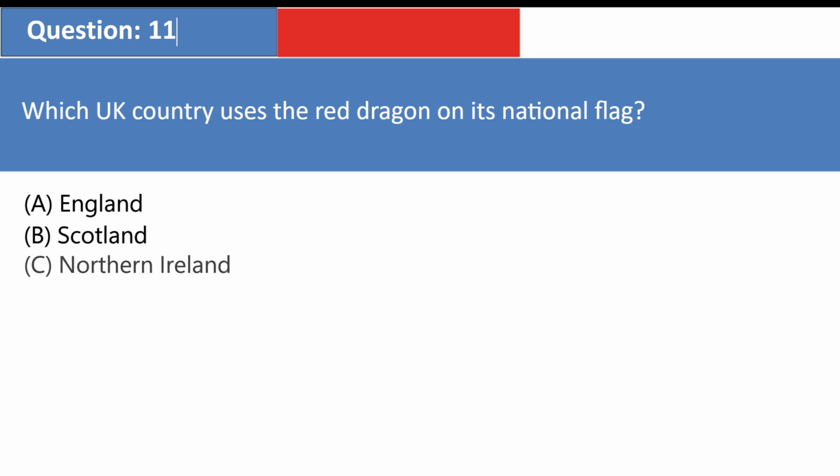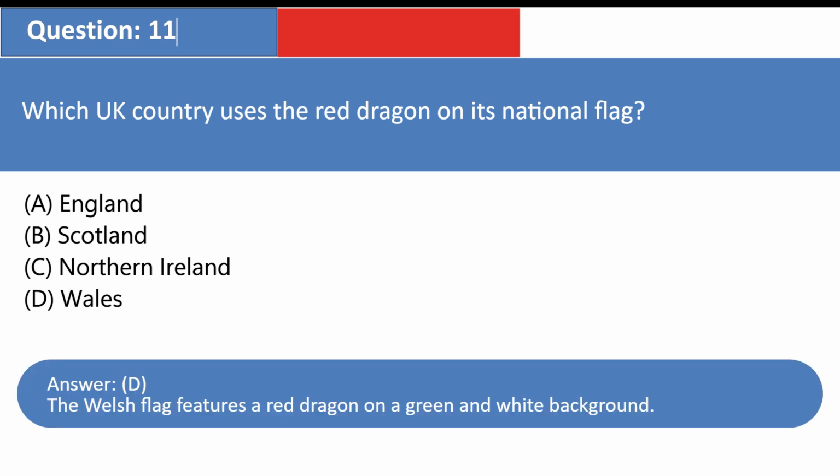Which UK country uses the red dragon on its national flag? A. England. B. Scotland. C. Northern Ireland. D. Wales. Answer: D. The Welsh flag features a red dragon on a green and white background.